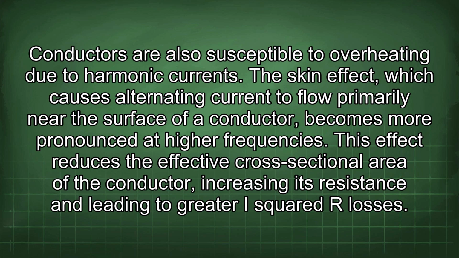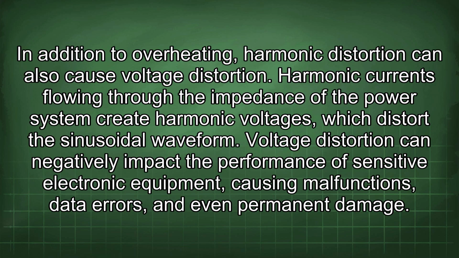The skin effect, which causes alternating current to flow primarily near the surface of a conductor, becomes more pronounced at higher frequencies. This effect reduces the effective cross-sectional area of the conductor, increasing its resistance and leading to greater I²R losses. In addition to overheating, harmonic distortion can also cause voltage distortion.